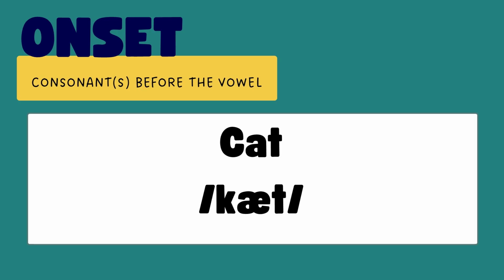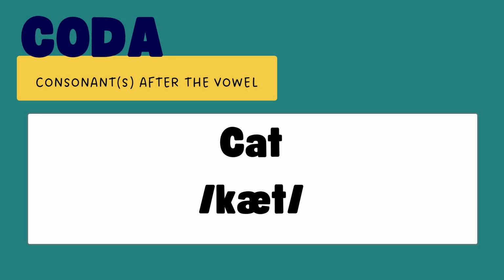Next, onset. These are the consonant sound or sounds before the vowel. In this case, a is already the nucleus, so k is the onset because it came before the vowel sound. So remember, the consonant sound or sounds before the nucleus is the onset. Next, coda. These are the consonant sound or sounds after the vowel. Coda are always the last consonant sound in a syllable.